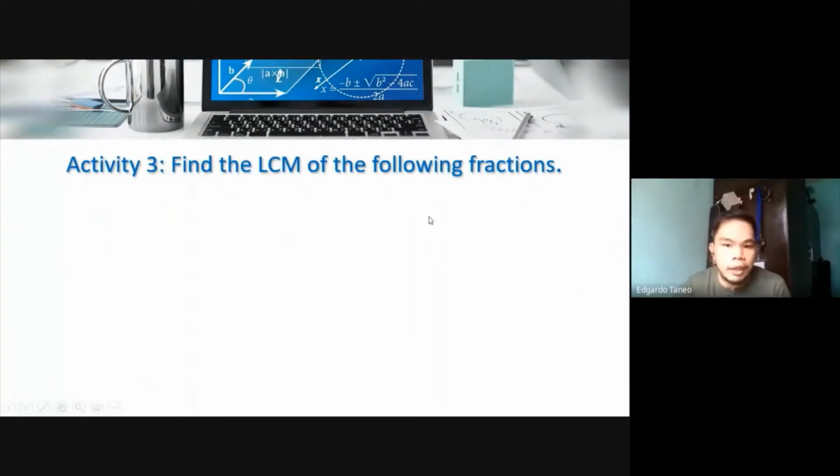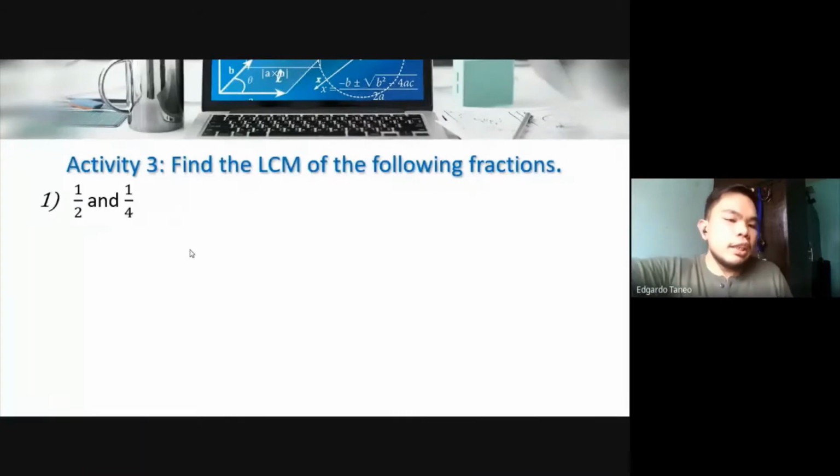You have to find the LCM. When we say LCM, that means the least common multiple, okay? So the first one. What is the LCM? Please type it in the chat box. What is the LCM of 1/2 and 1/4? Or what is the LCD of 1/2 and 1/4?